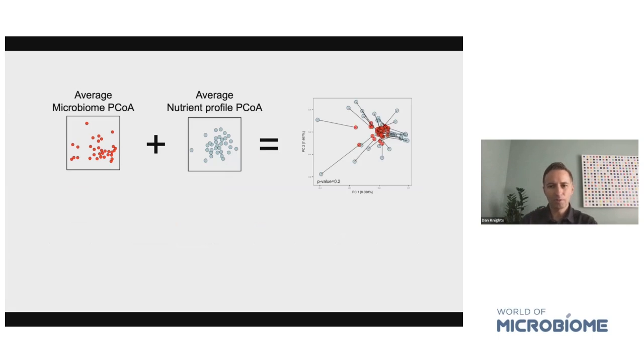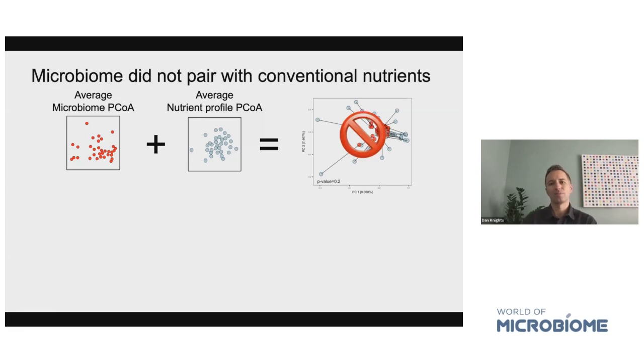And unfortunately, when we tried this, we found they really did not line up. And we tried this in many different ways, different types of normalization for the nutrient data, different distance metrics for the nutrients for the microbiome. And we could not get them to correspond. And we thought about this, and we realized it actually kind of makes sense.